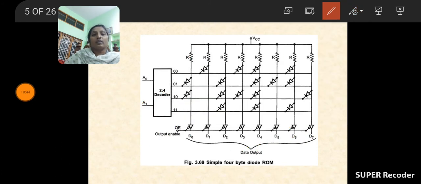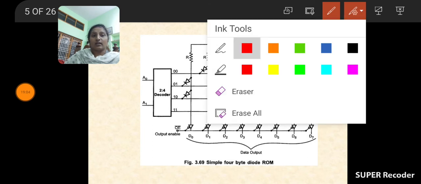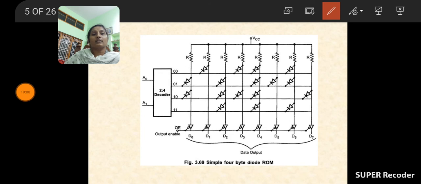If the output enable bar signal is 0, the outputs are produced across the diodes after the application of the selection lines. But if OE bar is equal to 1, even though the inputs are present, the output is not produced across the diodes. Is it clear? So this is the main theme of the OE bar signal.